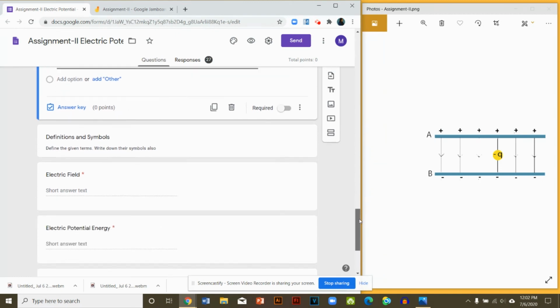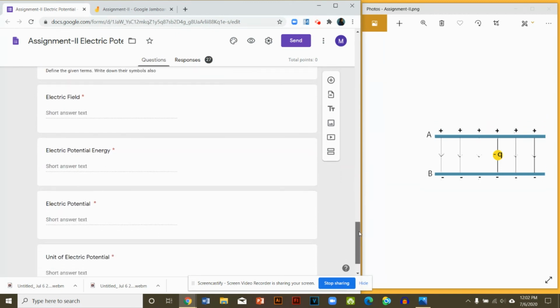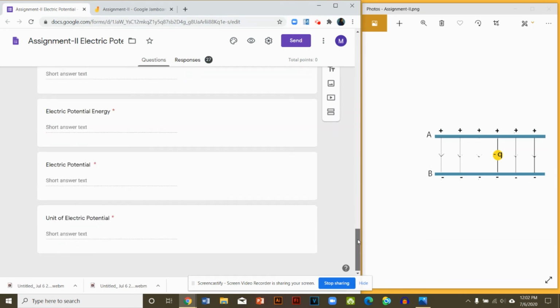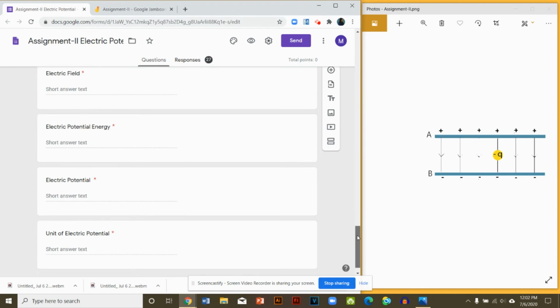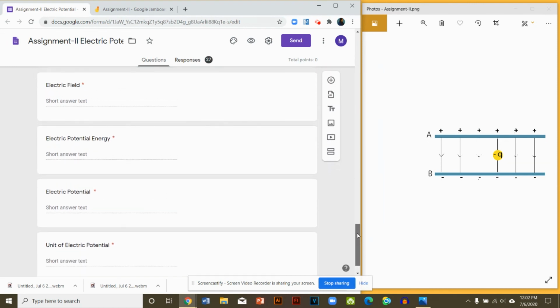And the next section was based upon definitions and symbols, and you had to write the definitions and symbols of these given terms, and most of you have written correctly. So yeah, that was it.